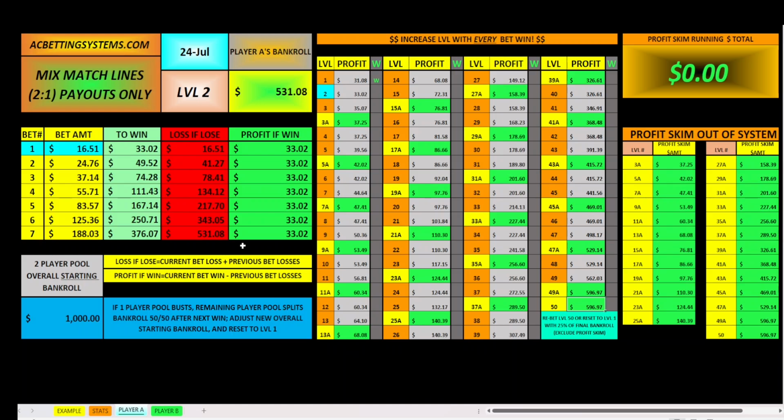Remember, the players tabs are your roadmaps. You will always know your bankroll in play. You will always know the bet amounts for each level. You will also know the profit you will make for the first bet all the way to the last bet. And finally, you will always know the profit skim amounts for each skim opportunity. It's all here. So now all you have to do is track your progress.